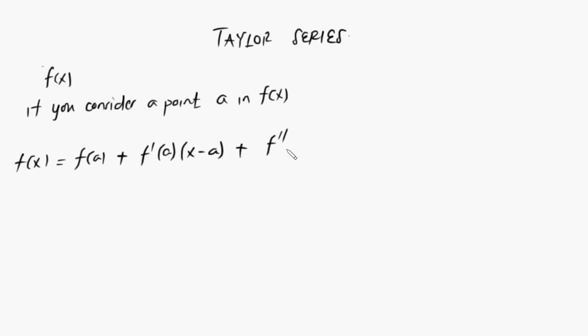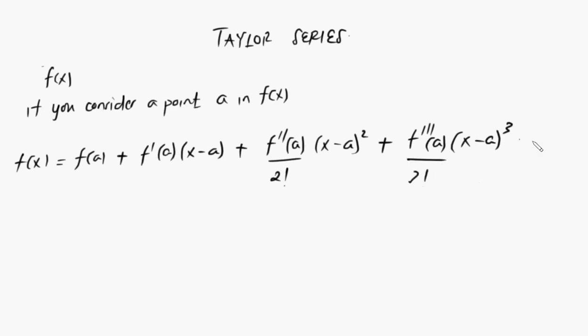plus the second derivative of f at a over 2 factorial times (x minus a) squared, plus the third derivative of f at a times (x minus a) cubed over 3 factorial. It continues like that: the fourth derivative of f at a over 4 factorial times (x minus a) to the power 4, the fifth derivative of f at a over 5 factorial times (x minus a) to the power 5, and the nth derivative over n factorial times (x minus a) to the power n, and so on.